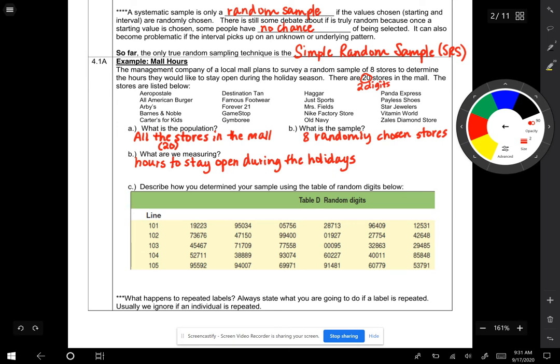And so we're going the old school method. We're not going to use a calculator for this. So with this old school method, you are going to use 2 digits to number these 20 stores. So right here to the side, just go ahead and number 01 all the way through 20.